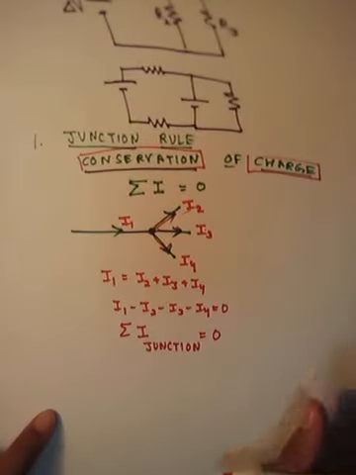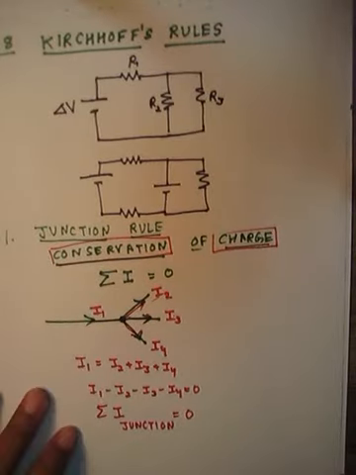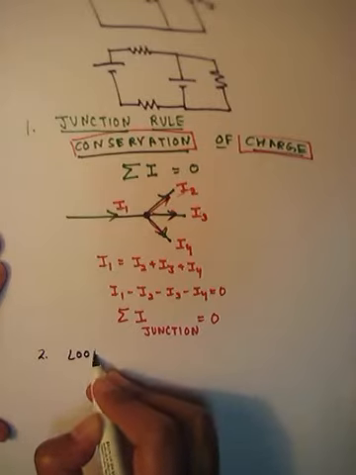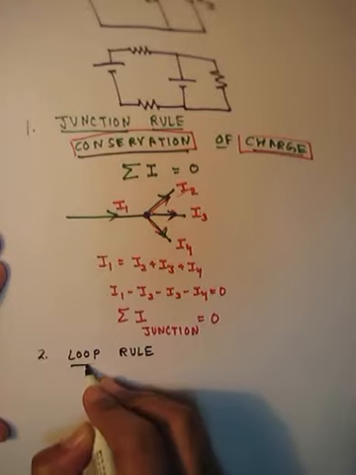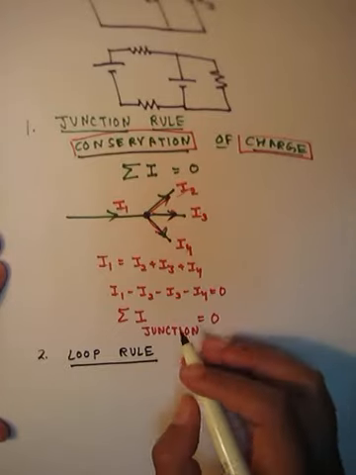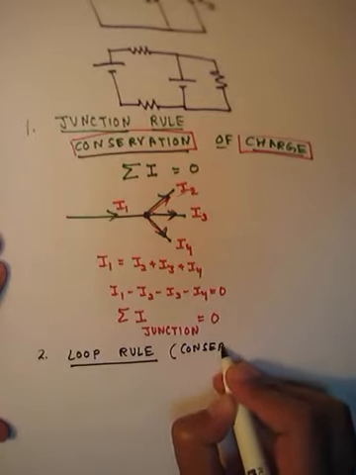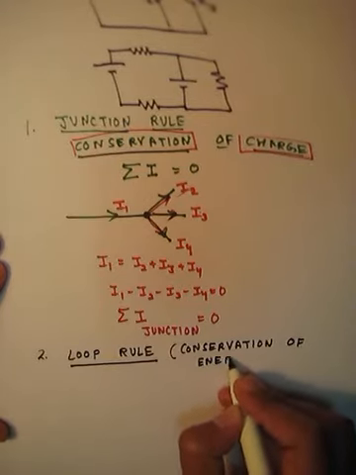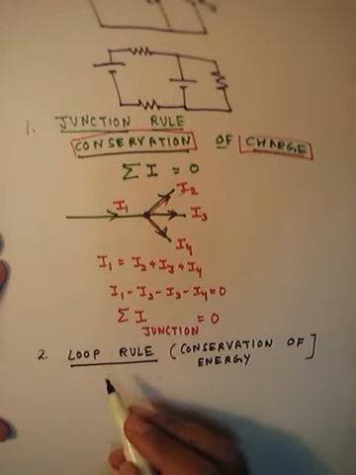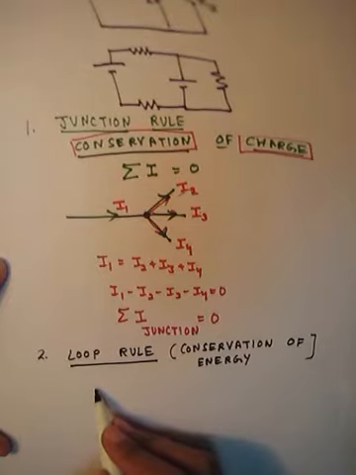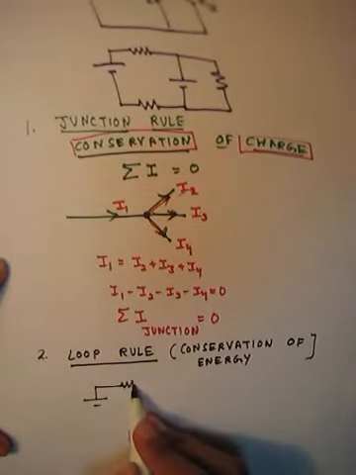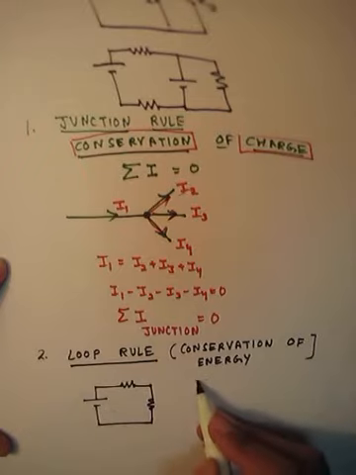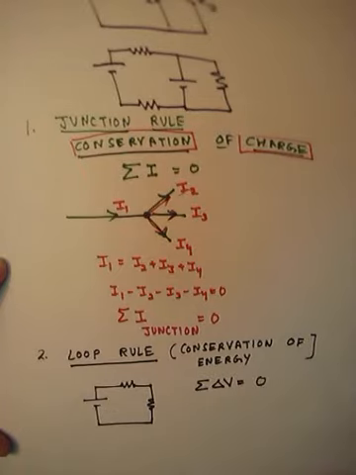The second rule is called the loop rule, and the loop rule is based upon the conservation of energy. This rule means that if you have a loop, suppose a simple loop with a battery and a resistor and another resistor, then in this loop the total potential difference will be equal to 0.